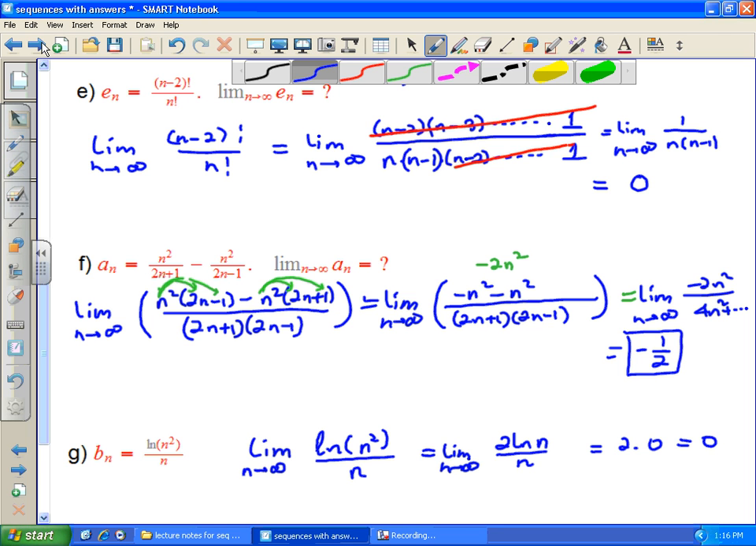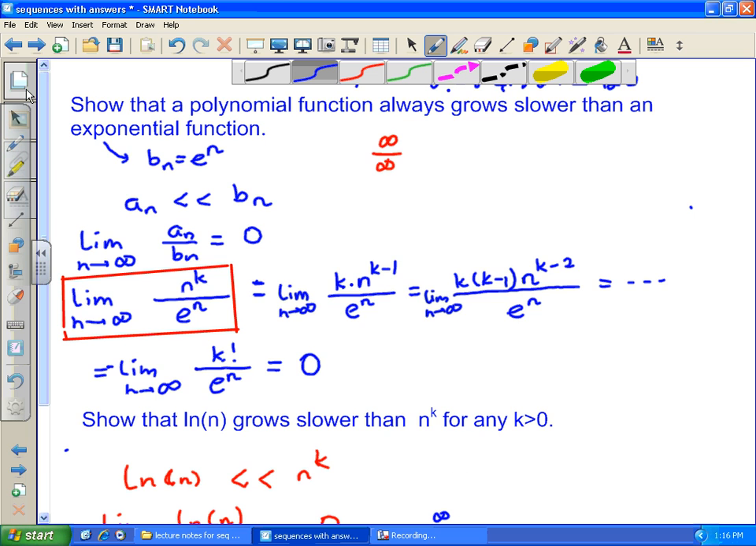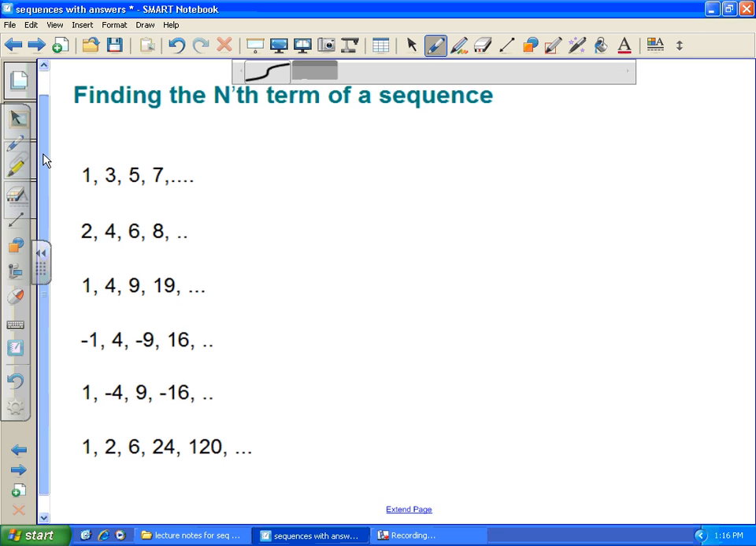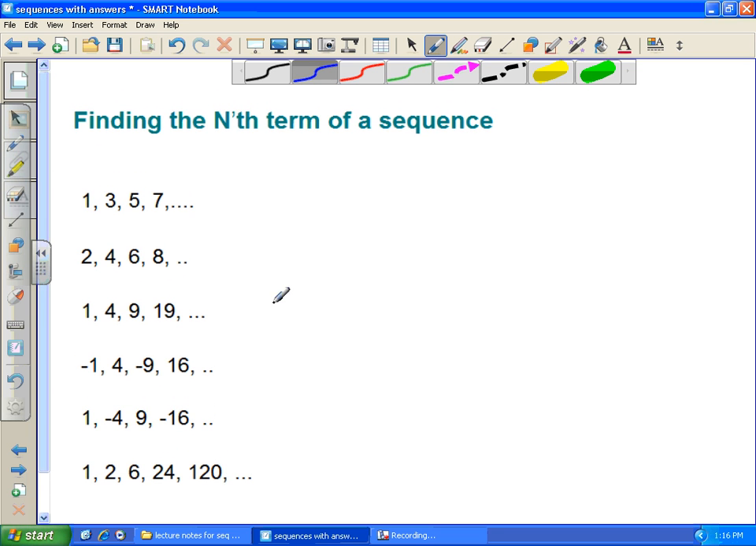Now, one more thing before we go to infinite series, and that is finding the nth term of a sequence. This is going to get a lot of use later on in this chapter, so we might as well get some familiarity with it now. No, still not the new lesson. We're finishing up the sequences. Because what we have here is sequences separated with commas. Like the first one is the sequence of numbers 1, 3, 5, 7. What I'm looking for is a generic term to represent these sequences.